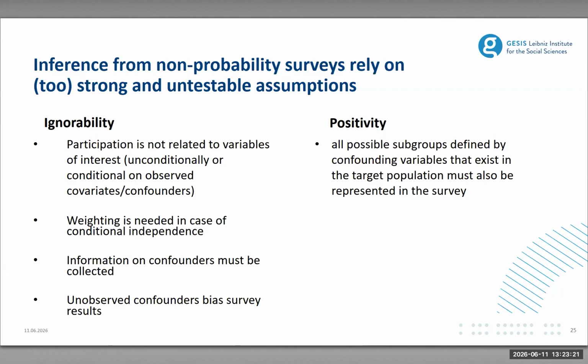The other thing is positivity. This means that every subgroup of the population under study needs to be represented in the survey. It doesn't have to be represented proportionally to the size in the population, but it has to be there. So if we don't have any highly educated women age 30 from Bavaria in our survey, but we do have them in our population, we can't do anything to compensate for their loss. If there's no one, we cannot give them more weight. So this is another strong assumption.